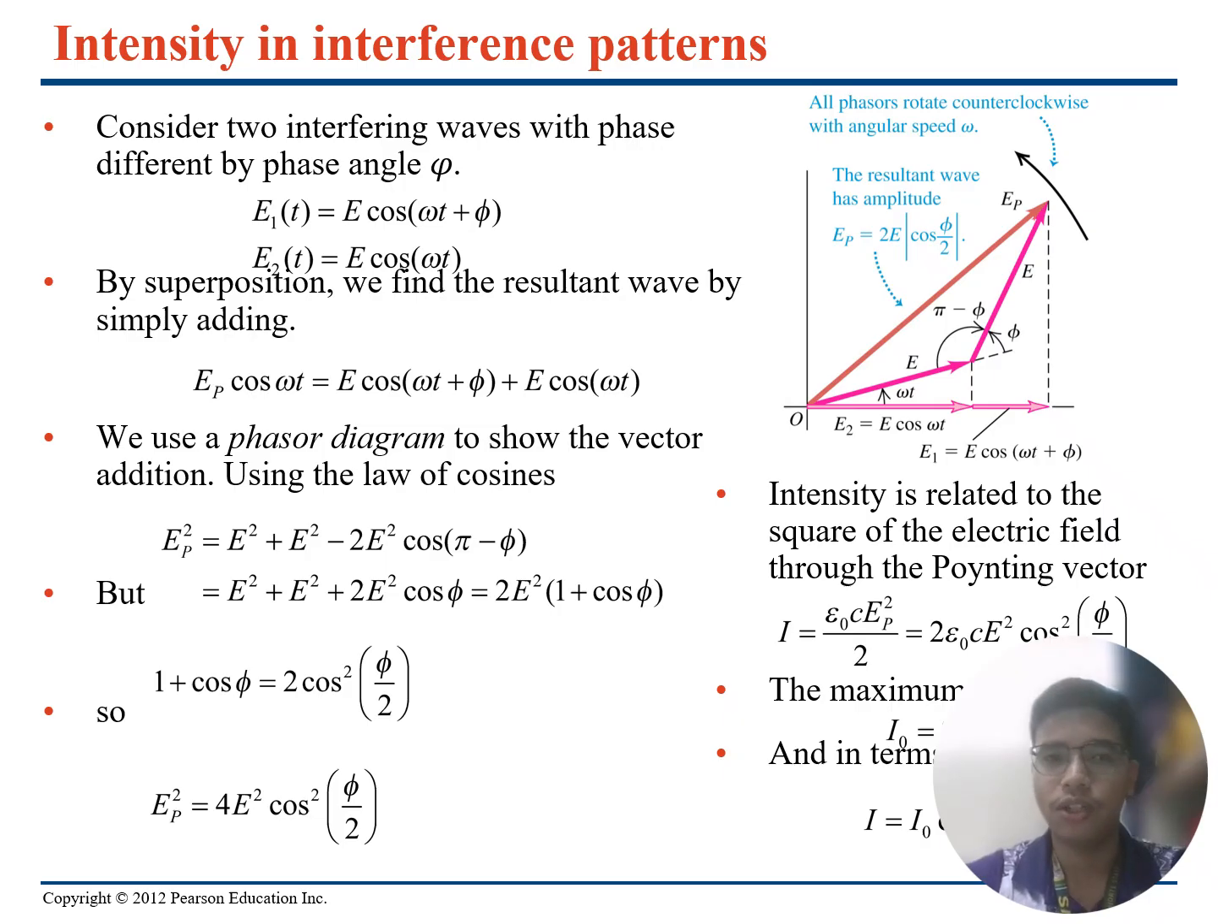Applying vector addition and the law of cosines allows us to determine the resultant amplitude of the combined waves. Since light intensity is proportional to the square of the electric field amplitude, even small changes in phase difference can produce significant variations in brightness. This analysis enables us to predict the intensity distribution across the entire interference pattern, not just the location of maxima and minima.